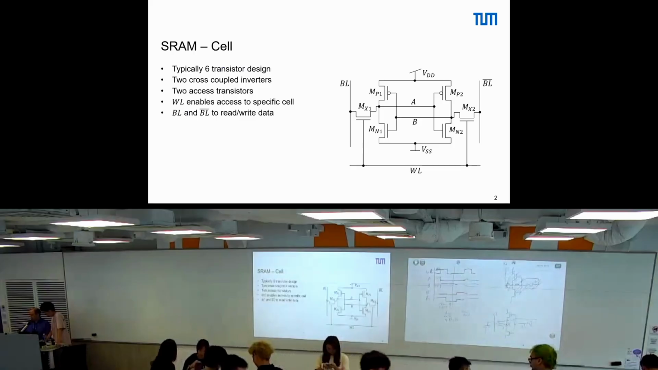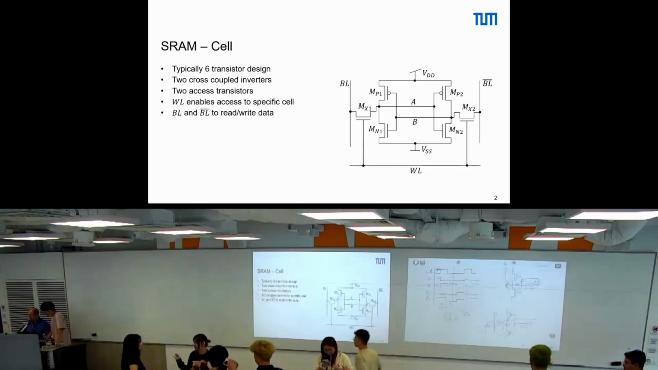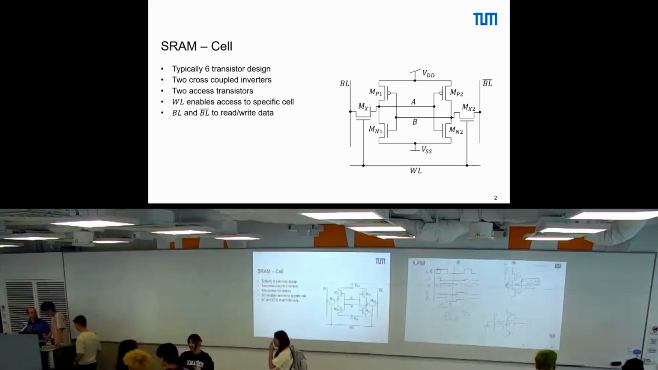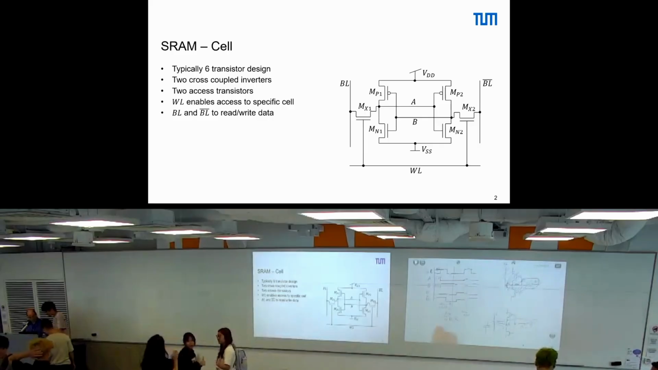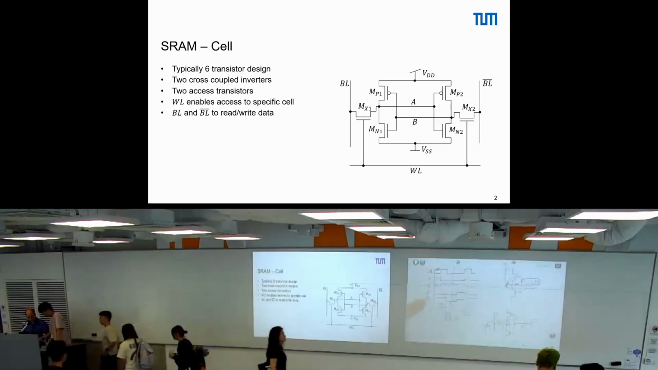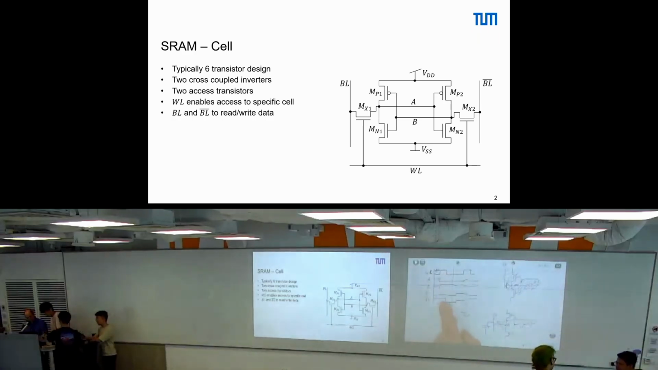So the write line effectively is, if this is 0, the connection here is closed, and you can apply to BL and BL bar whatever you want. So it doesn't change the internal state. When this is 1, you overwrite these two.